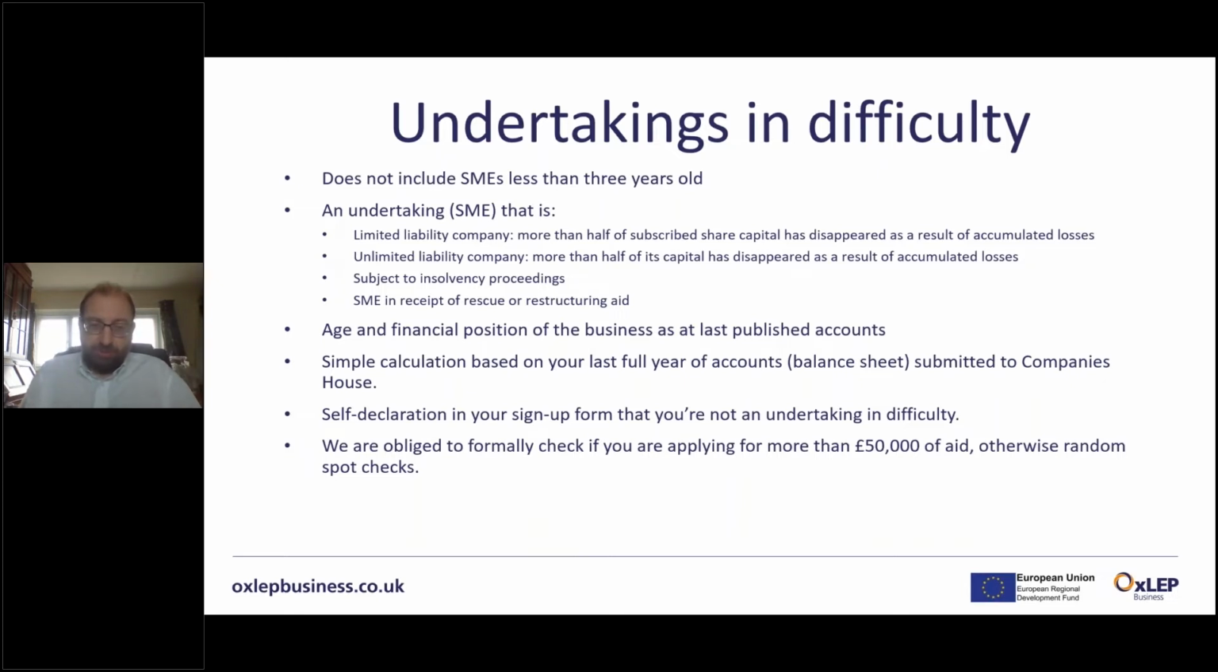We do random spot checks on this, but we're not obliged to formally check unless you're applying for more than £50,000 of support. So theoretically, if you went through the ISFB programme and received your 12 hours of business support through the programme and applied for a grant of £49,500 through ISFB, we would then have to formally carry out that check. Otherwise, it will just be a random spot check.